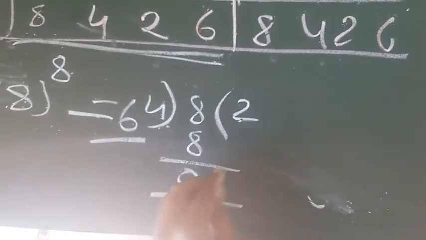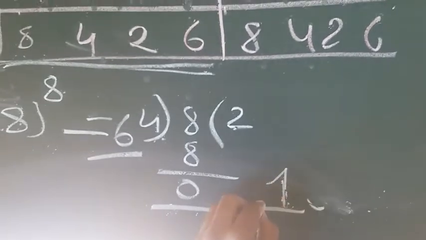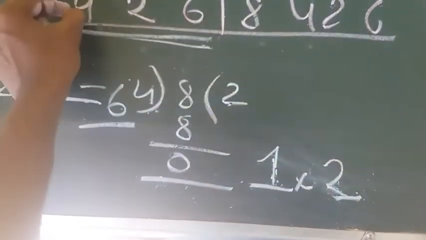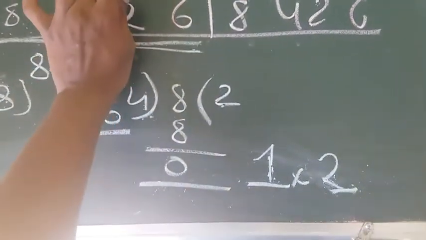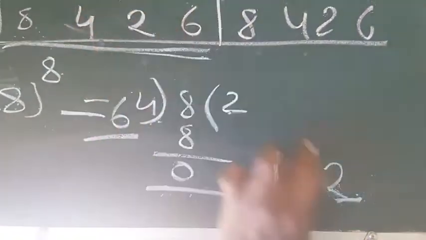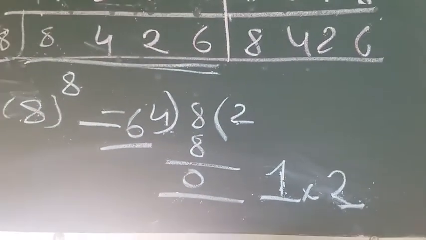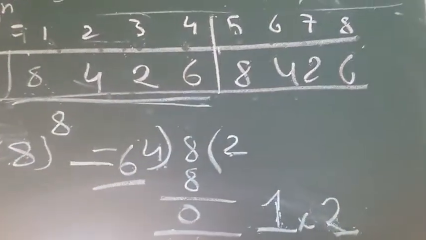When you get the remainder 1, what will be the units place? 8. When you get the remainder 2, what will be the units place? 4. When you get the remainder 3, what will be the units place? 2. I hope you understood how to calculate the units place of 8 power n.